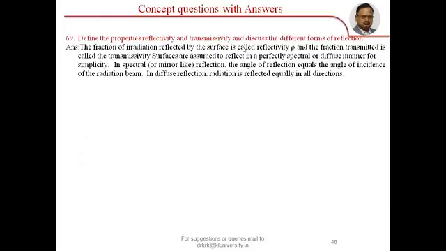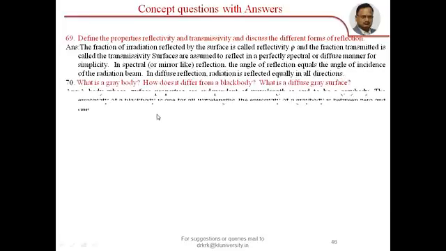Define the properties reflectivity and transmittivity and discuss different forms of reflection. We have already seen what reflectivity and transmittivity are. In spectral, mirror-like reflection, the angle of reflection is equal to the angle of incidence, and in diffuse reflection the radiation is reflected equally in all directions as in the case of a black body.